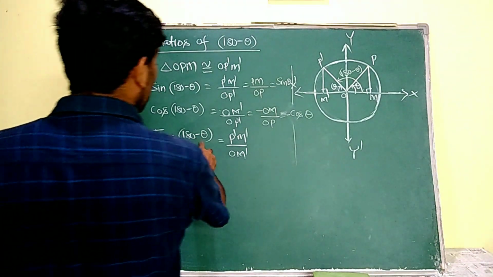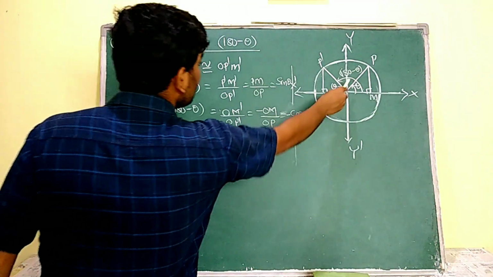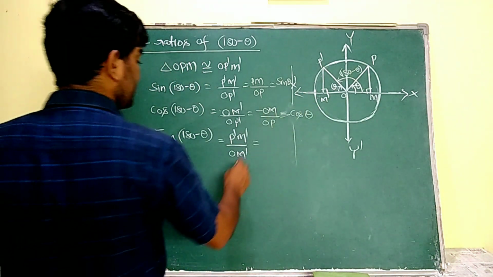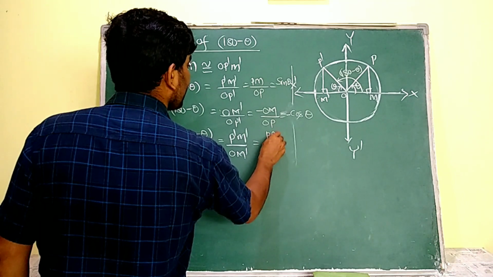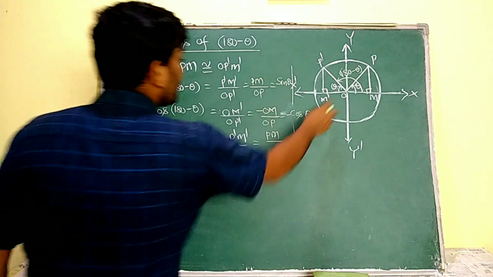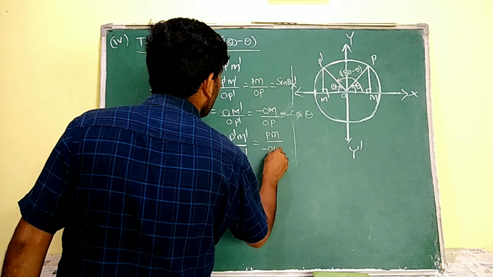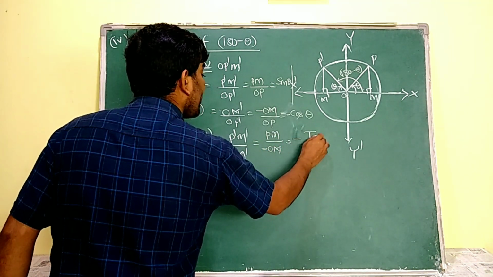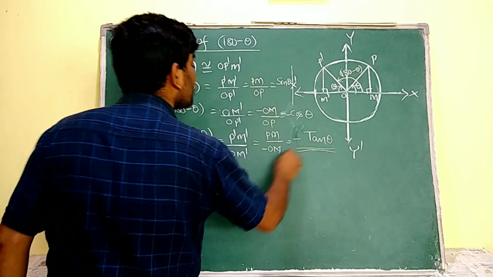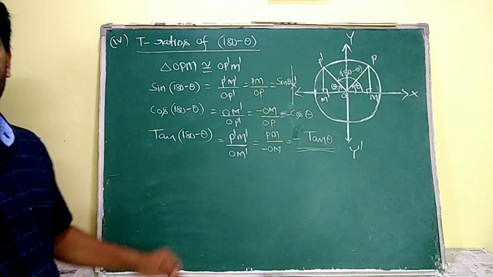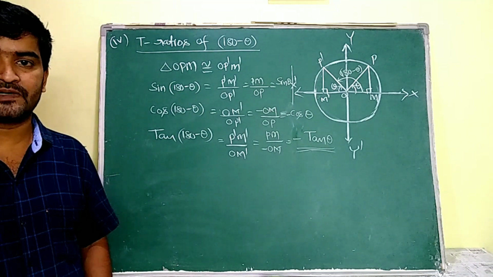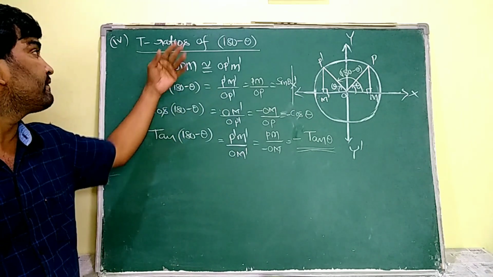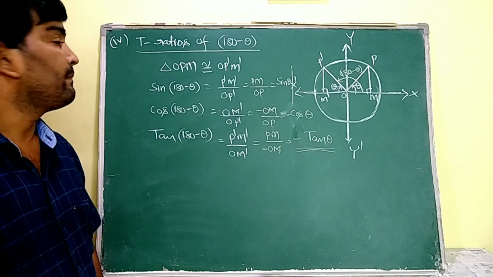Similarly, tan(180 minus theta) is equal to opposite side by adjacent side, that is P dash M dash by OM dash. P dash M dash is nothing but PM. OM dash is equal to minus OM. So minus stays outside. PM by OM is equal to tan theta. Like this we have to find the reciprocal values of these trigonometric ratios. This is the theoretical values of trigonometric ratios of 180 minus theta.